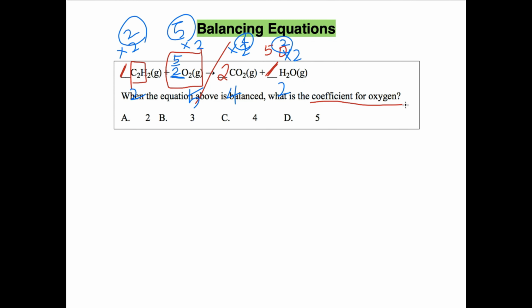The question is asking me for the coefficient for oxygen. So the coefficient will be 5. The answer will be D. This is a very typical balancing equation problem.